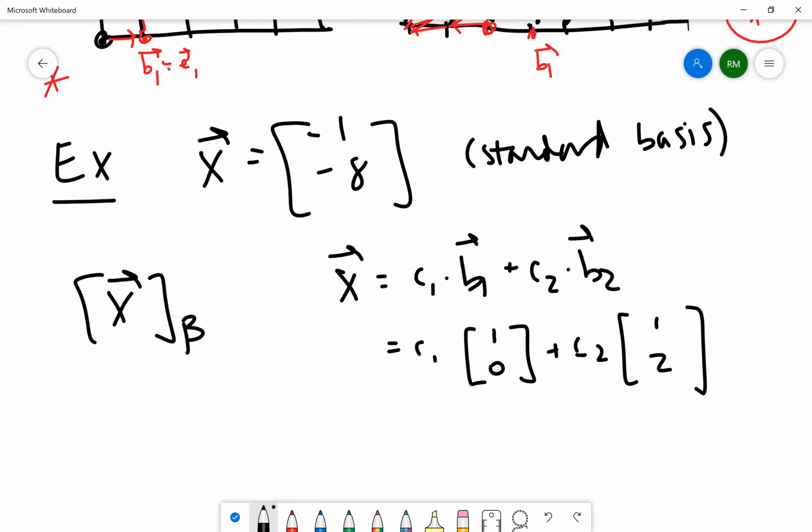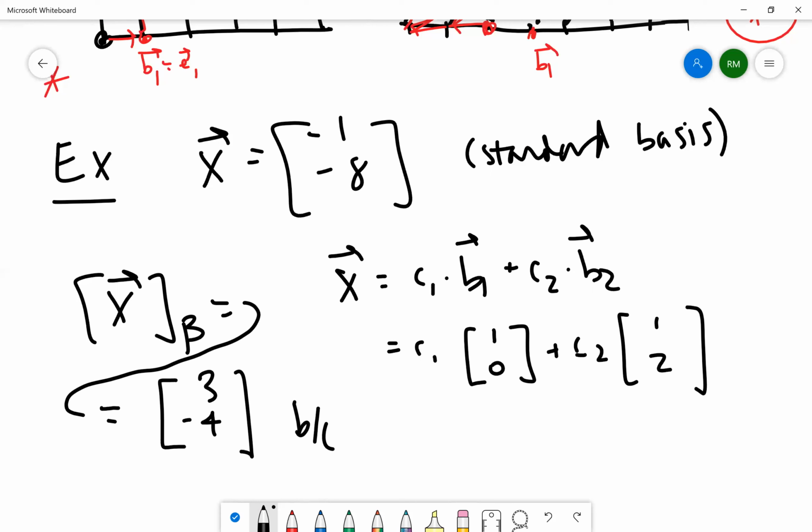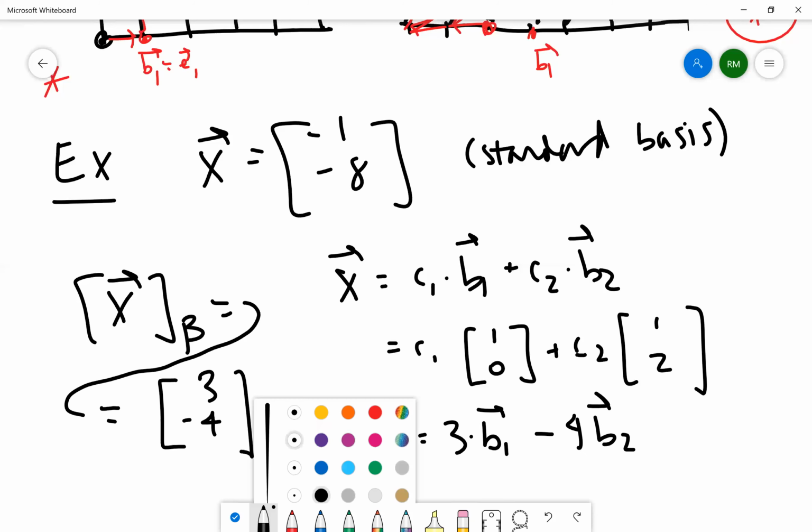All right, so pause the video and solve for the coordinate vector of x relative to beta, or the beta coordinate vector. All right, now that you've had a chance to solve for it, you probably got that the coordinate vector is 3, -4, because x is equal to 3 times b1 minus 4 times b2.